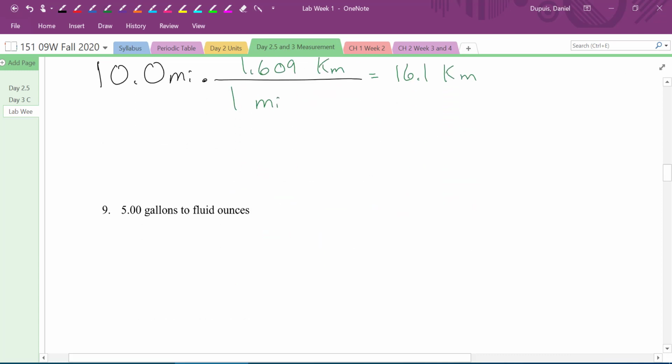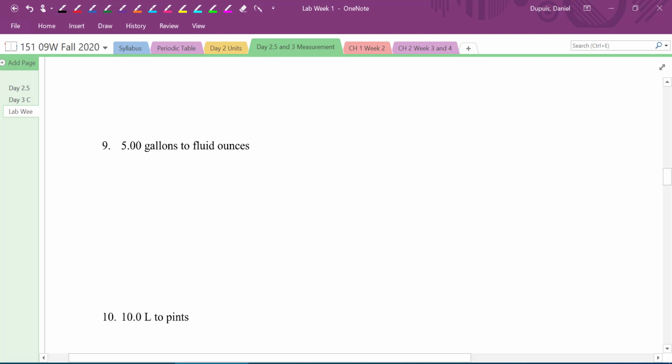Okay, number 9. 5 gallons to fluid ounces. Now, I really like this one because it really shows a lot of us that we like our English system. I like it, except we don't know it that well. Right, we're just used to it, because it really doesn't matter. Your tools are your tools. A wrench is a wrench. A measuring cup's a measuring cup. It doesn't matter what the unit is. You just use them to the appropriate unit. But we like our gallons. So we start with 5 gallons.